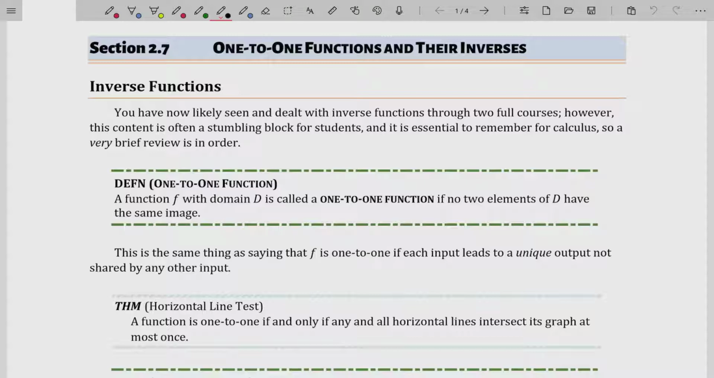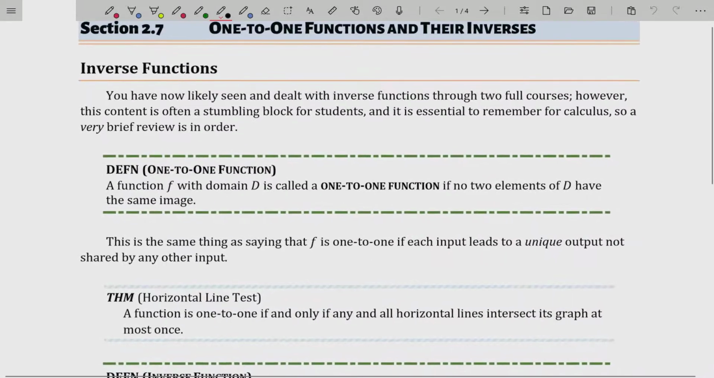You have now likely seen and dealt with inverse functions through 2 full courses, probably 2, maybe even 3. However, this content is often a stumbling block for students and is essential to remember for calculus. So a very brief review is in order. Forgive my poor reading skills this morning.